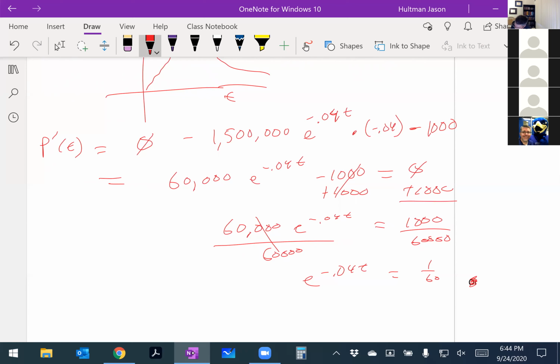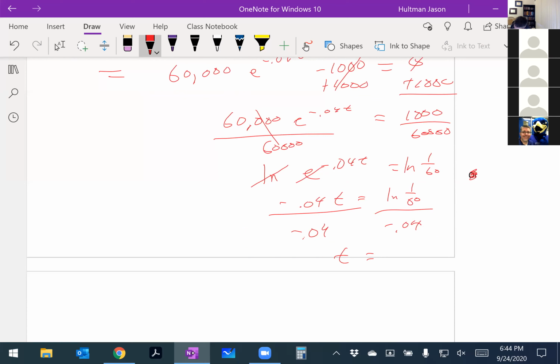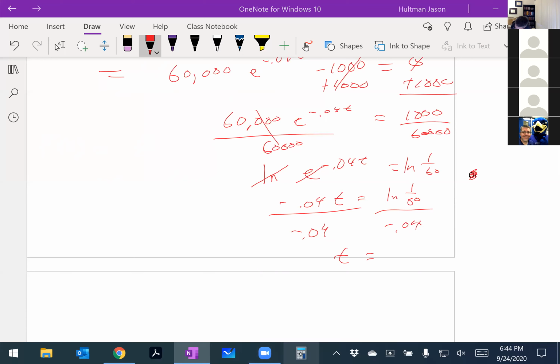Now, how am I going to solve for t? Well, t is in the exponent, so I'm going to take the natural log of both sides and bring the exponent down. Negative 0.04t is equal to the natural log of 1 over 60. And so let's divide by just the negative 0.04, because we're solving for t. So we want the natural log of 1 over 60.